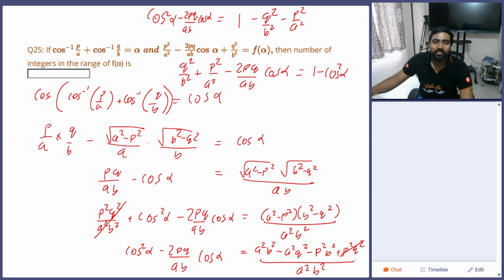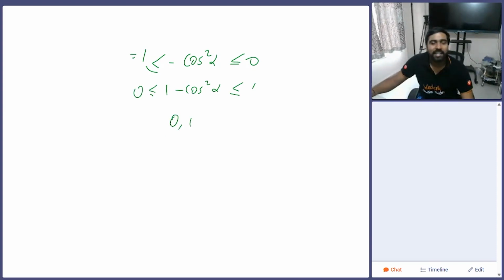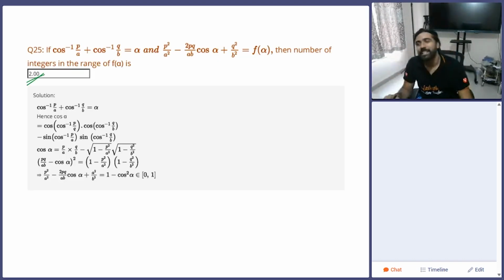I can say that f of alpha is equal to 1 minus cos square alpha. Now the range of 1 minus cos square alpha, I believe all of you should know. Minus cos square alpha lies between -1 and 0. So 1 minus cos square alpha will lie between 0 and 1. So what are the integral values possible? 0 and 1. There are 2 integral values possible for f of alpha. Hence the answer for this question should be 2.